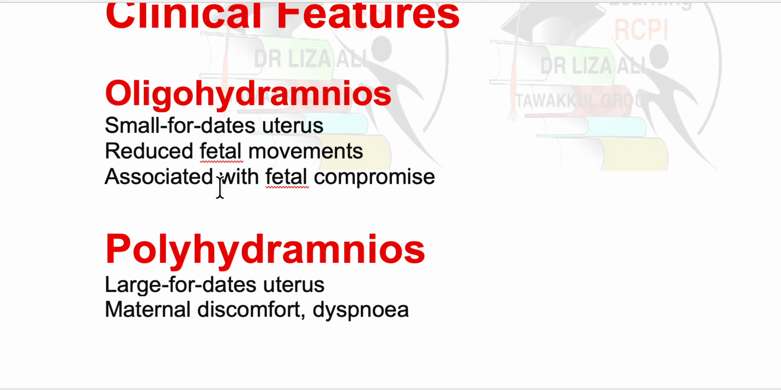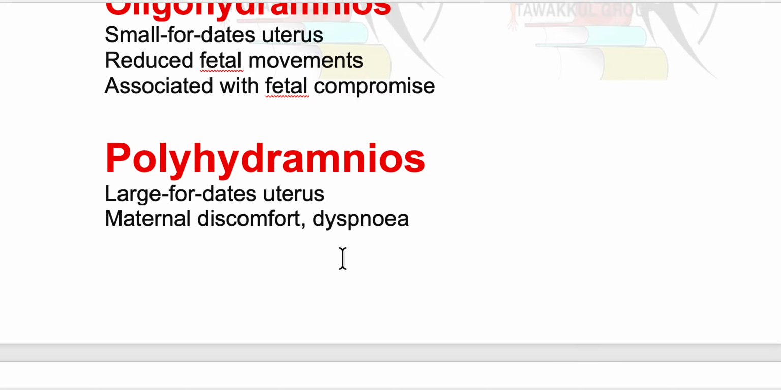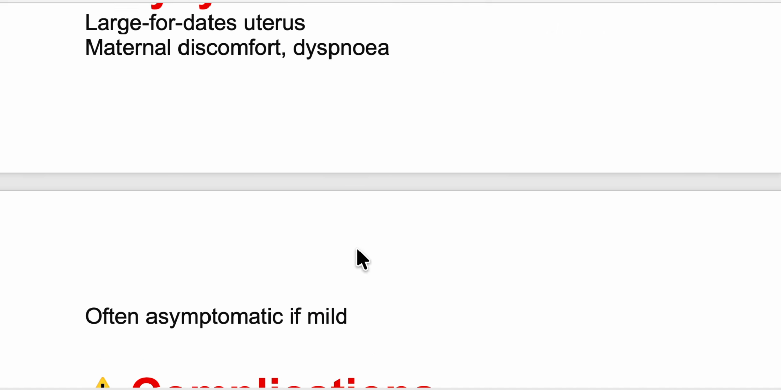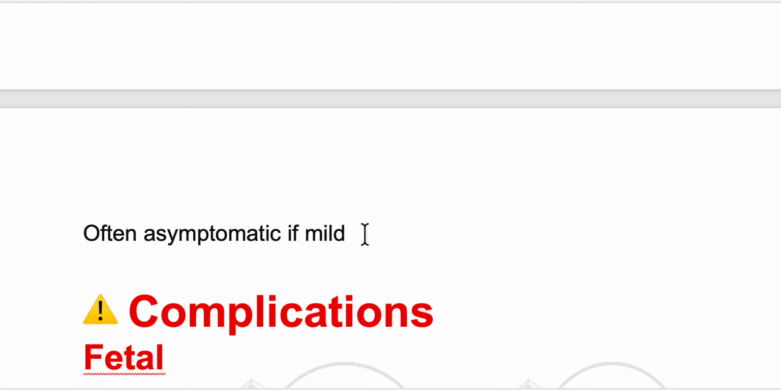And for the clinical features of polyhydramnios, the baby will be large for gestational age, or large for dates. The mother will feel discomfort and dyspnea, because with a very big tummy she has a problem of breathing. If it is a mild case of polyhydramnios, as we just discussed with severity, then they are mostly asymptomatic.